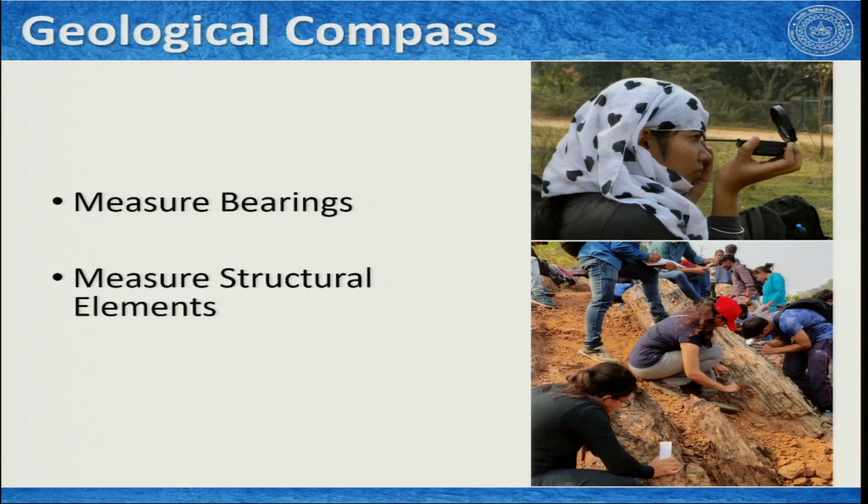Okay, so, let us talk about some important tools that we use in the field. The first one is essentially the geological compass. In the field we use the geological compass for mostly two purposes. One is measuring the bearings, the front bearing and back bearing. These are used to locate yourself in the topo map, and sometimes also to look at other objects in the topo map that you see in the field. And the second one is measuring structural elements. That means measuring dip, strike, dip direction, trend, plunge, etc.